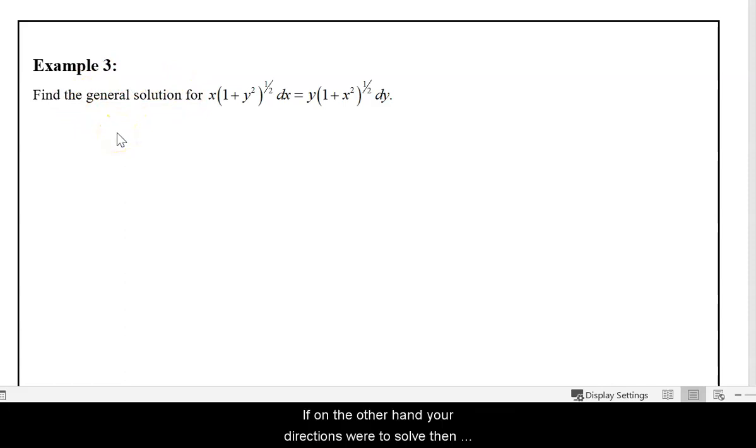If, on the other hand, your directions were to solve, then you would need to look for both the equilibrium solutions and the general solution. In this case, I need to move this binomial factor, 1 plus y squared raised to the 1/2 power, to the right-hand side to join the differential dy. Similarly, I have to move the same factor with x instead to the left to join the differential dx. Let's accomplish that now, and then we'll get started on integrating.